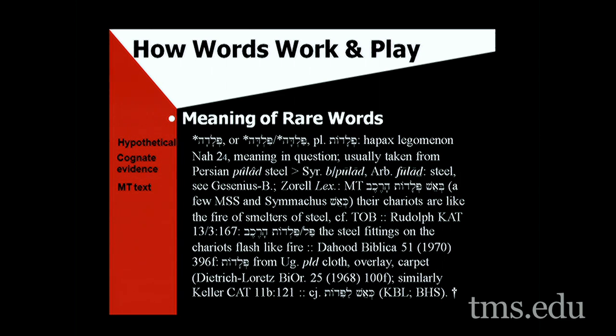As a fiery chariot. A few medieval Hebrew manuscripts and Symmachus have Ka'esh instead of Ba'esh, instead of with or in fire, as fire. Potential translation: their chariots are like the fire of smelters of steel. And then you can compare it with various commentaries who repoint the text to make it pal, from a different form. Instead of piladot, pildot, from pal: the steel fittings on the chariots flash like fire.